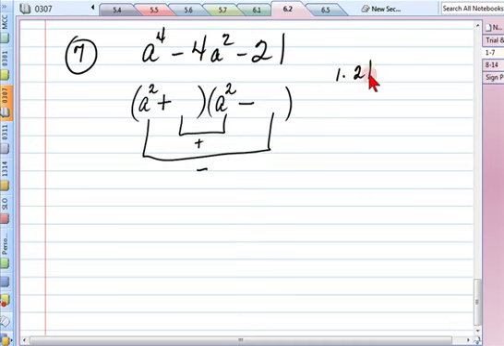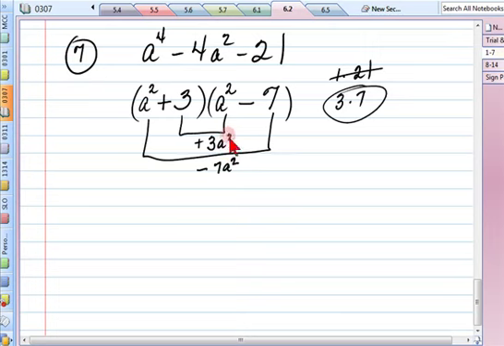Is it 1 times 21? No. Is it 3 times 7? Yes, those have a difference of 4. Now, which one goes where? The larger number has to go with the sign of the middle term. And if you put them in the wrong spots, hopefully you'll check it and find that out. That gives me negative 7a squared, positive 3a squared, subtract, keeping the sign of the big one, gives me negative 4a squared.